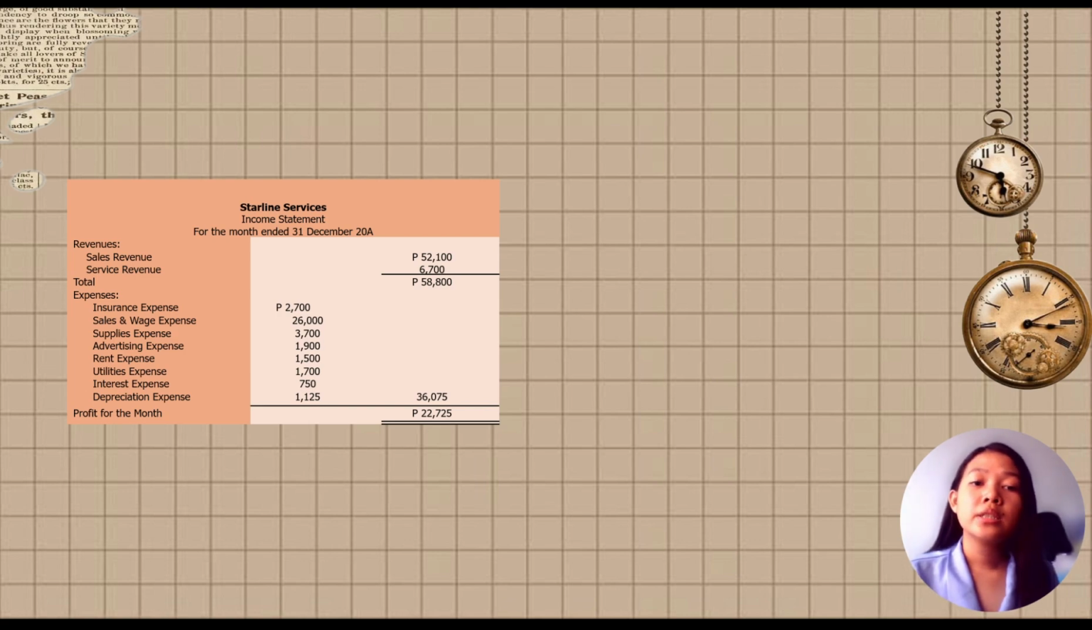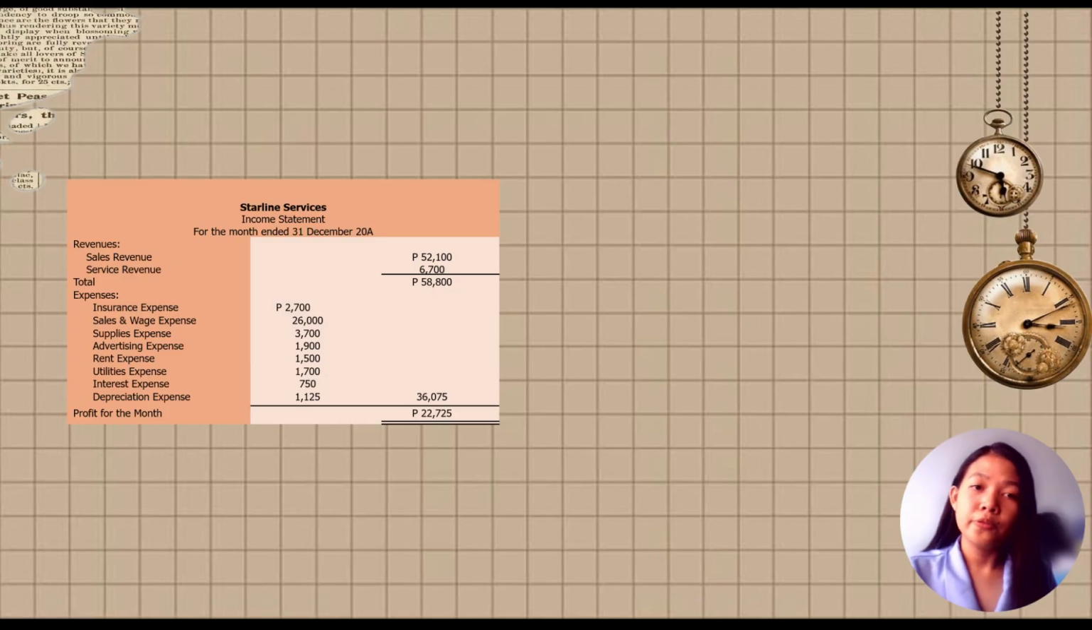So after that, we identify and total the expenses. The business incurred the following expenses: salaries and wages expense, supplies expense, advertising expense, rent expense, utilities expense, interest expense, depreciation expense. So the total of expenses, adding them all, is 36,075 pesos. These are costs necessary to operate the business.